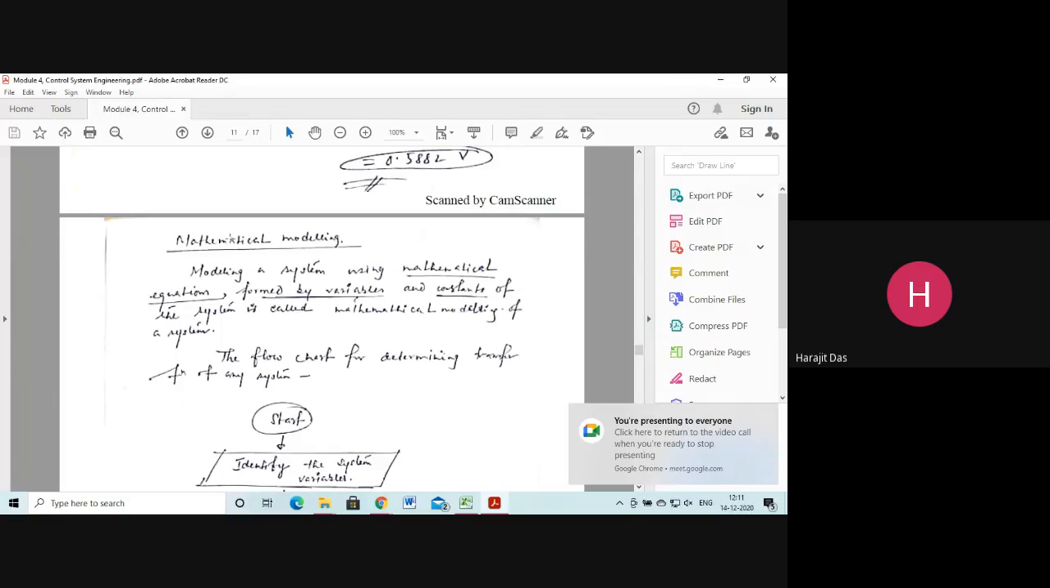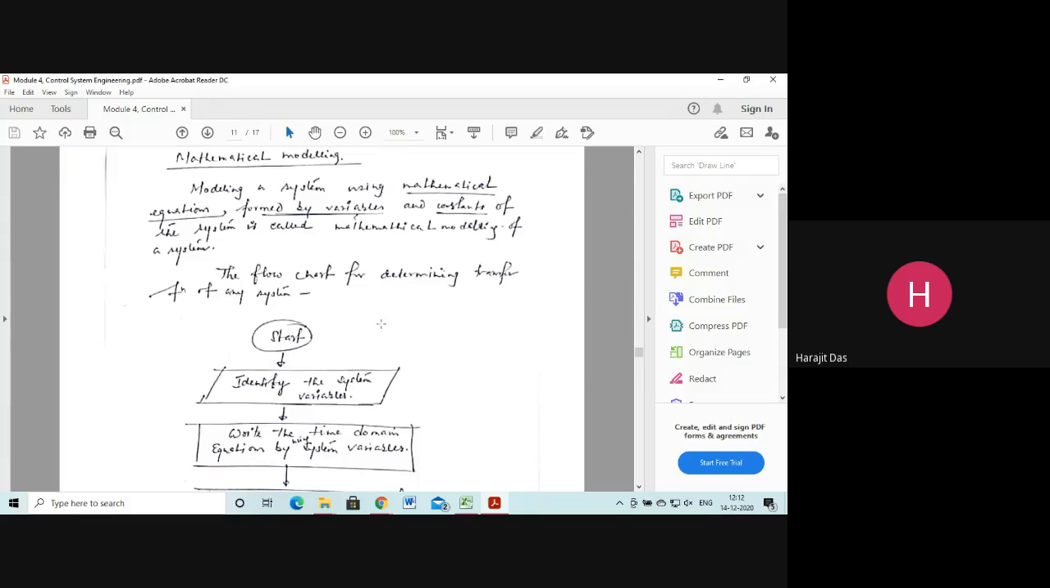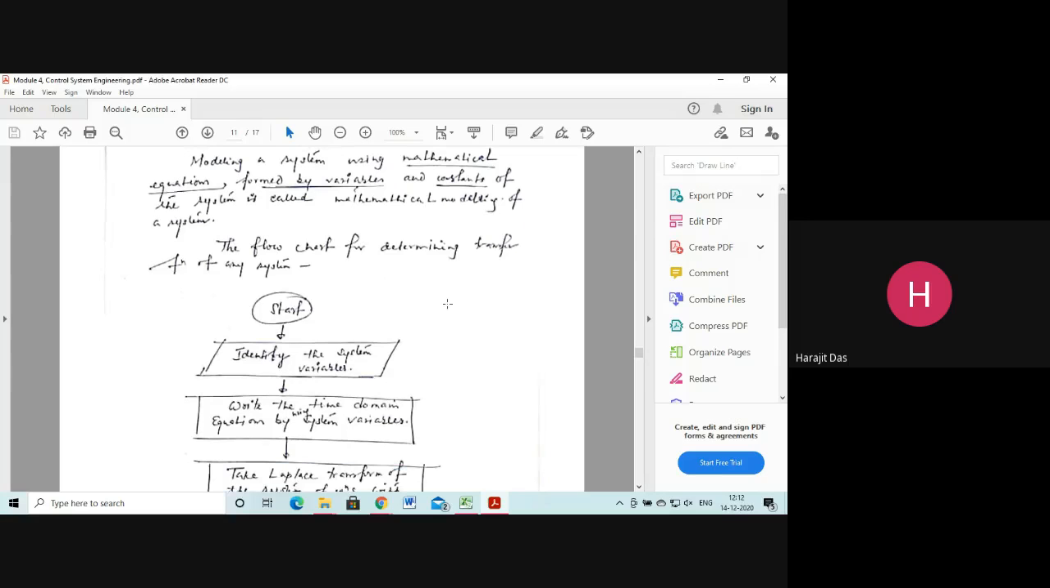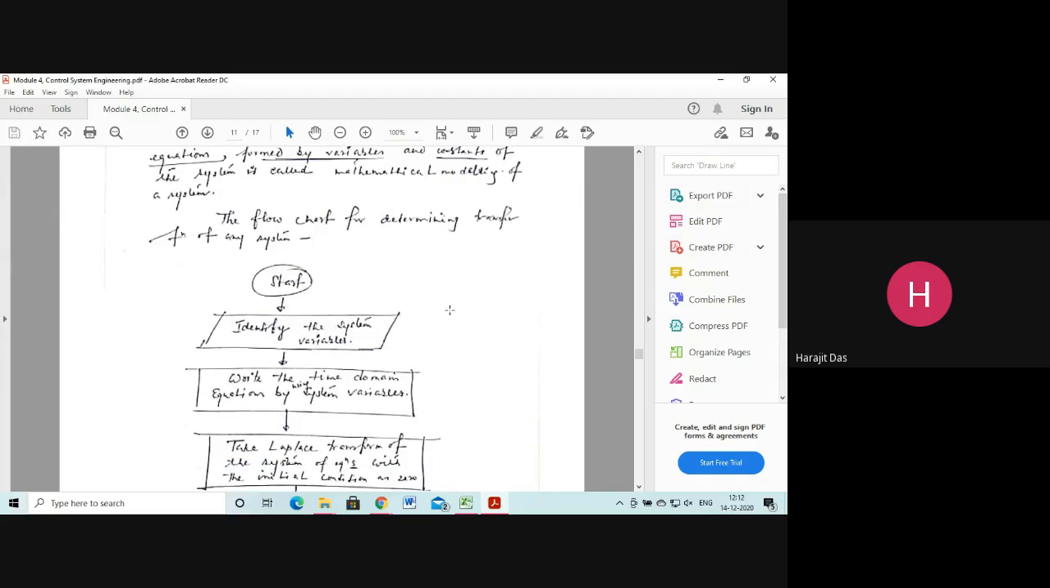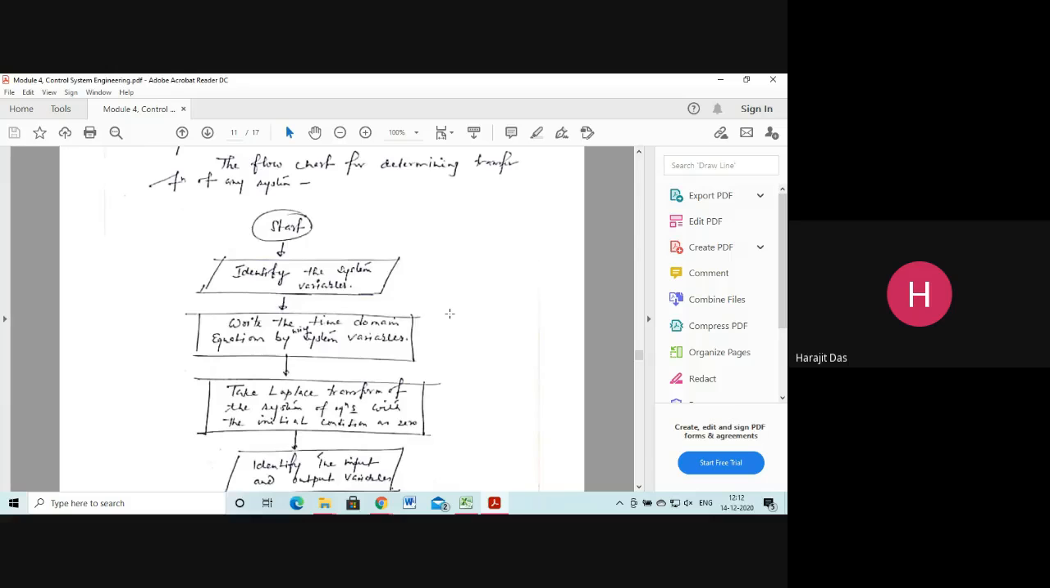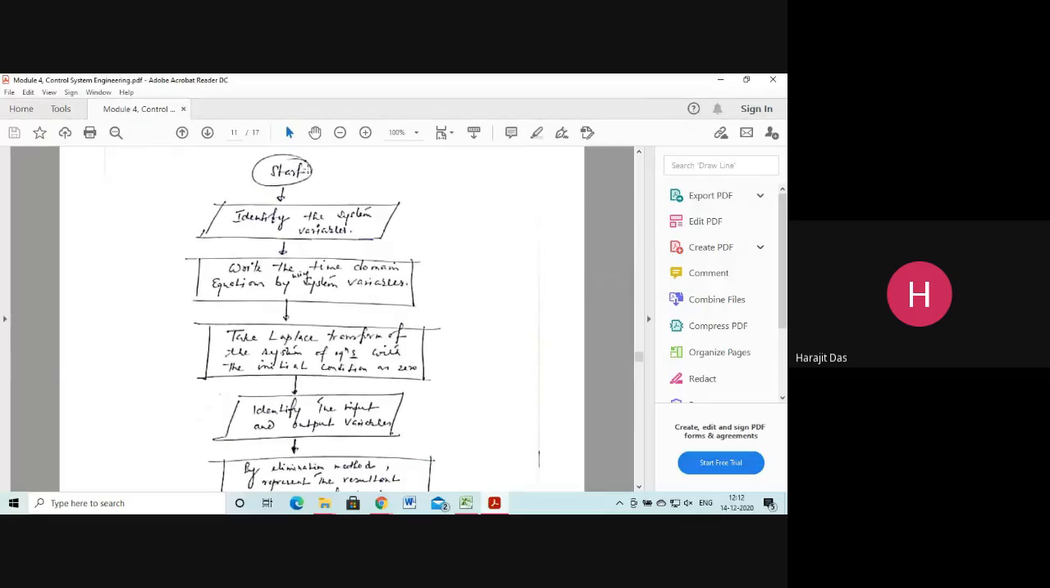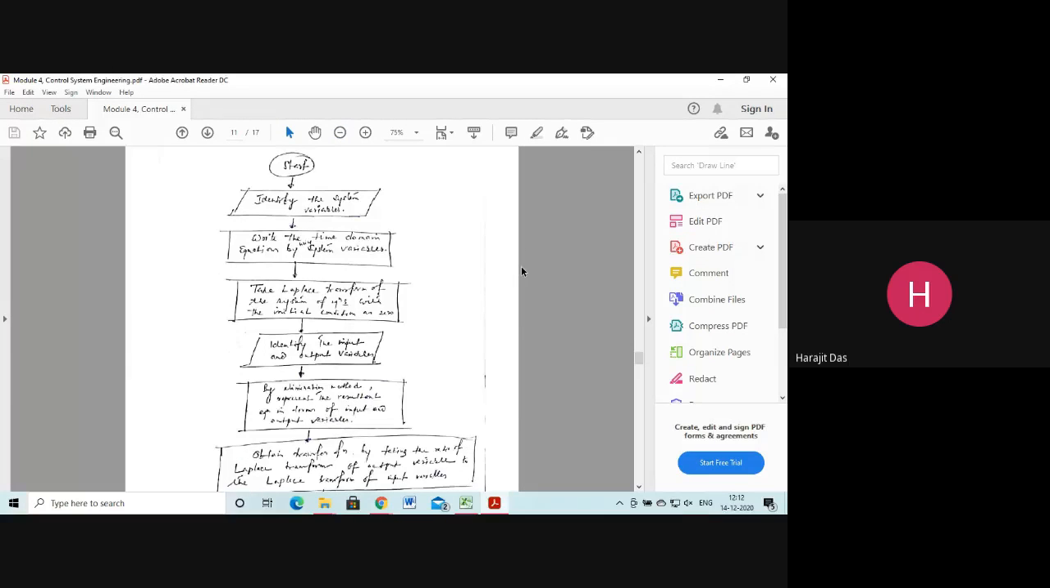Mathematical modeling: I told you that for analysis and design of a system, a mathematical model is necessary, and it describes the behavior of the system, isn't it? The process of obtaining the mathematical description of a system is known as modeling. There is an algorithm for how to construct the mathematical model of a system. I will not go into the detail of this. You just need to remember it, because it can be asked in the examination.